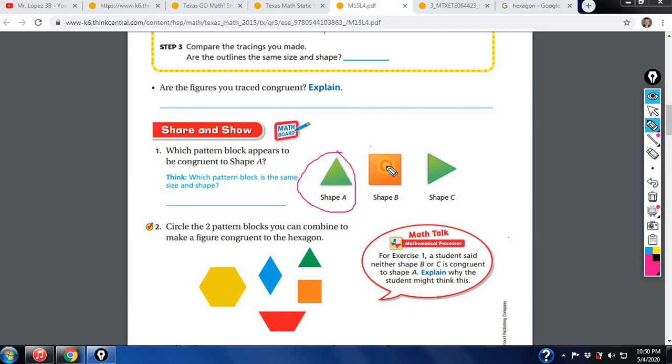Same shape, same size. That is correct. So shape C would be the pattern block that appears to be congruent.